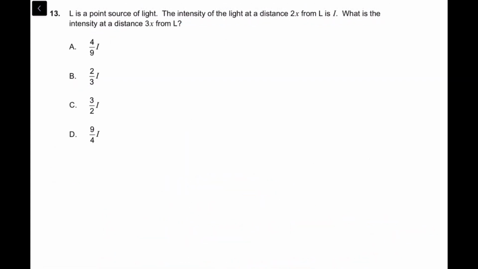So proceeding on to the next question, we have L is the point source of light, right? So suppose this be L. What do you mean by point source of light? It emits light in all the possible directions, right? In the question it is stated that the intensity of the light at a distance 2x is I, right?